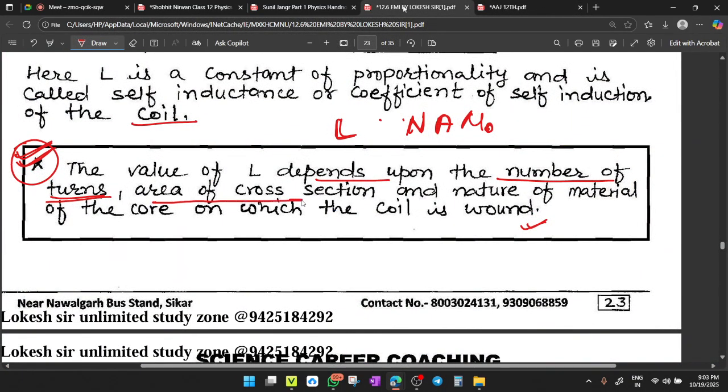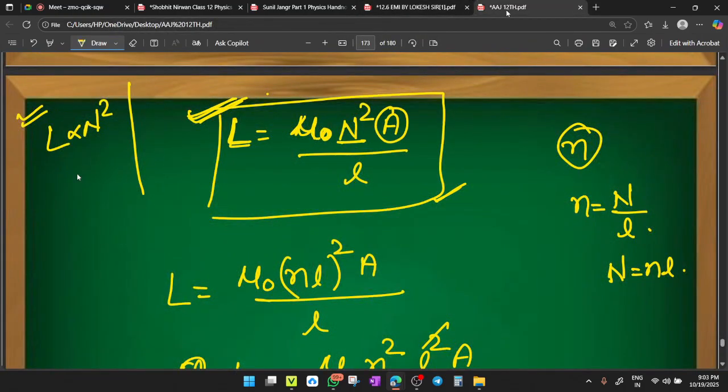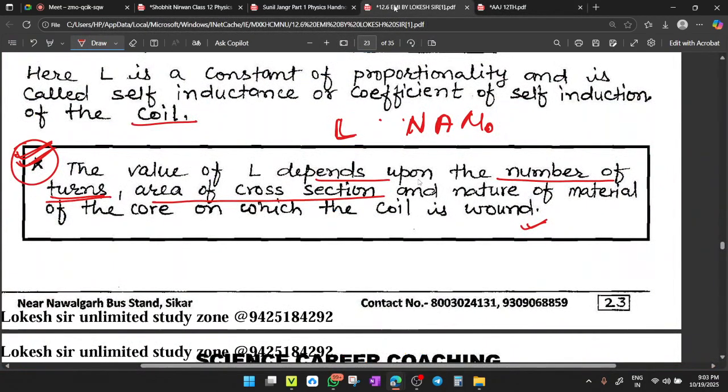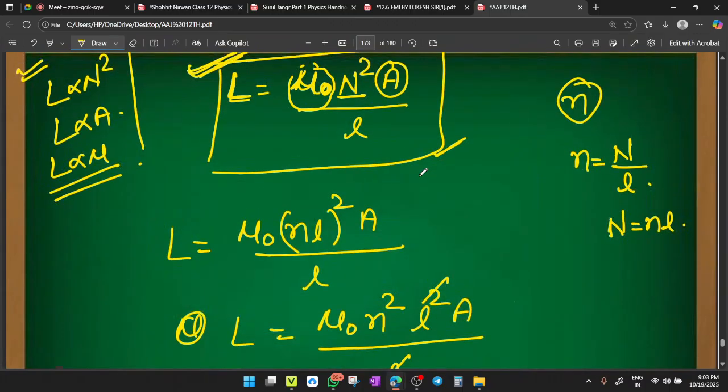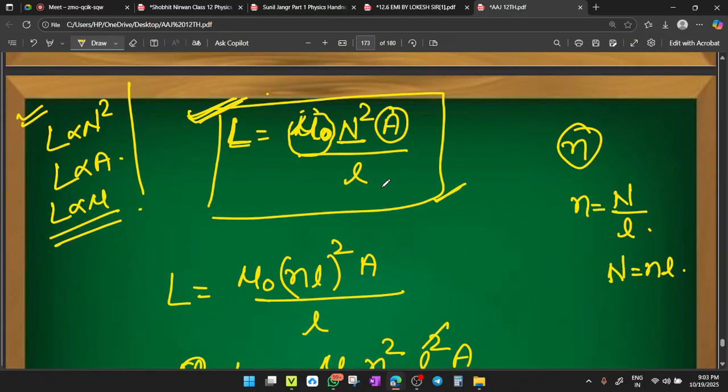Second, area of cross section. Yes, it depends on A. L is proportional to A. Third, the nature of the material. Yes, this is mu naught. So L is proportional to mu, depending on the material the core is made of. Done? Yes, it is inversely proportional to a small l, the length of the coil. Greater the length of the coil, less will be the coefficient of self-induction. Clear?